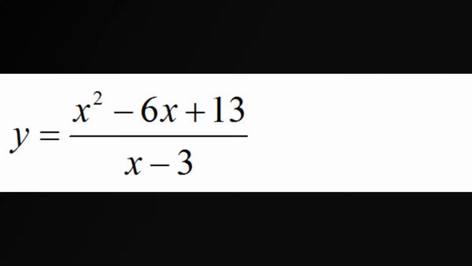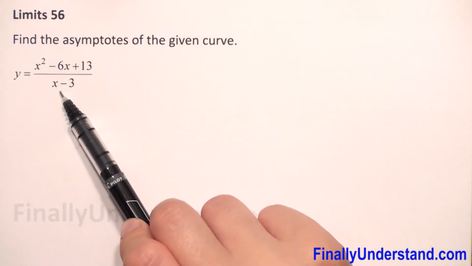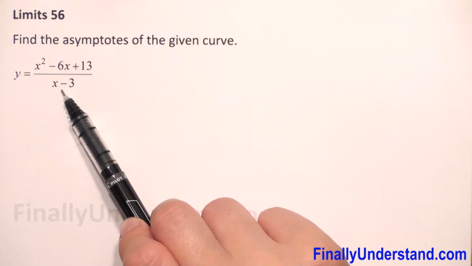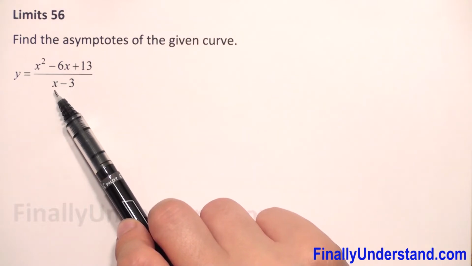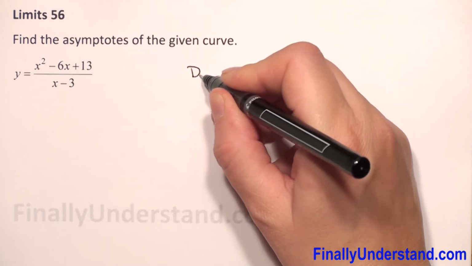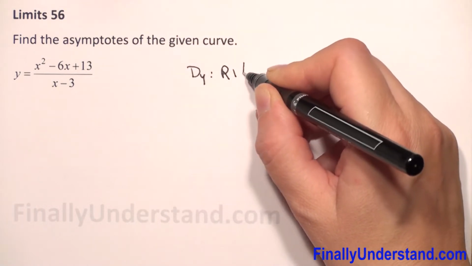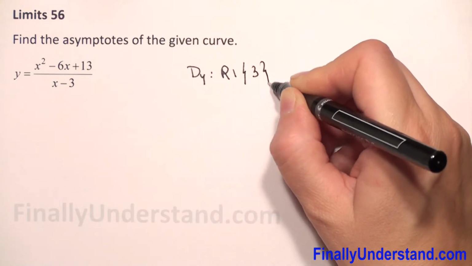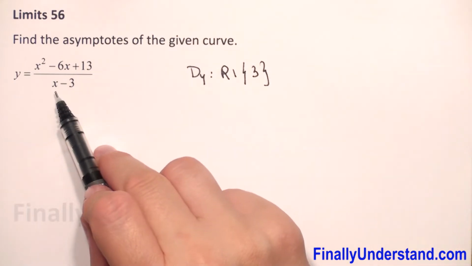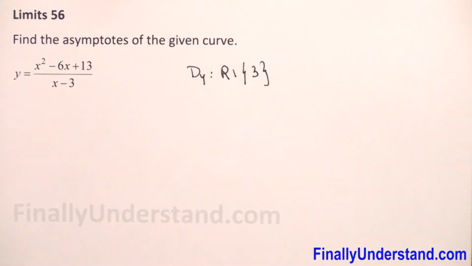To find asymptotes, we have to find the domain of our function. We have a fraction here, so we have to check the denominator. The denominator will be 0 for x equals 3. So the domain of our function y will be all real numbers excluded 3. We cannot have 0 in the denominator.